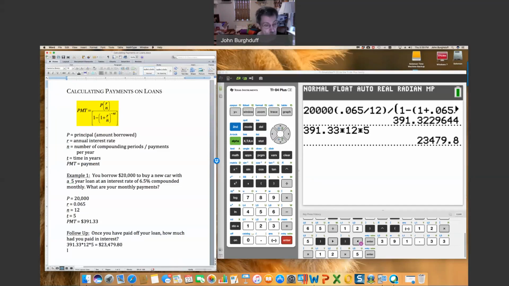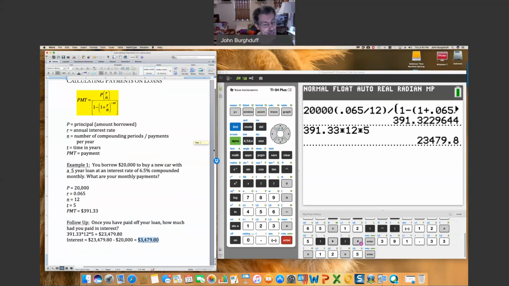So your interest is going to be whatever you would get when you take $23,479.80 and subtract off $20,000, sorry. And actually, I don't even think we need a calculator for that. That's a pretty easy calculation. What you have paid in interest is $3,479.80. So there you go. I'm going to do one more example that needs some caveats to explain it just a little bit.